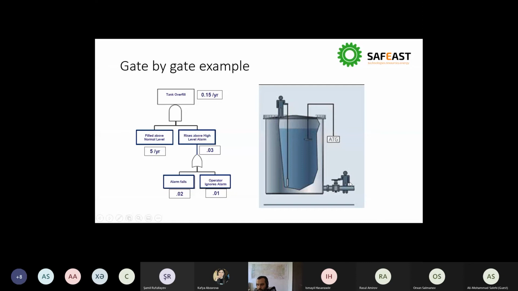And there is also an operator who can ignore the alarm or miss the alarm. So how can it happen? It is either alarm failure or operator failure, so it will be an OR gate, 0.02 plus 0.01. And this tank overfill can happen when this and this both should happen, so it will be 5 times 0.03. So basically your tank overfill frequency will be 0.15 per year, which means that every year we have got 0.15 frequency to overfill this, or in other words, every 7 years you will overfill this tank.